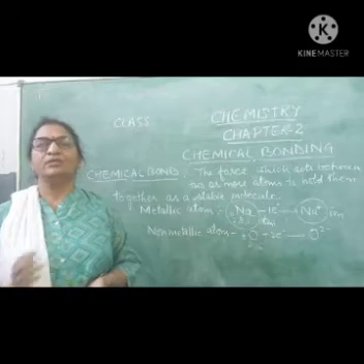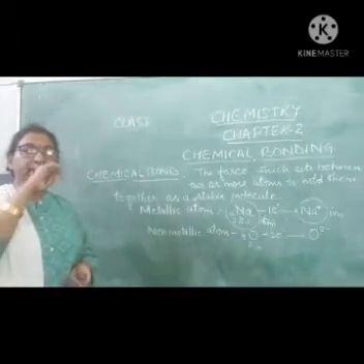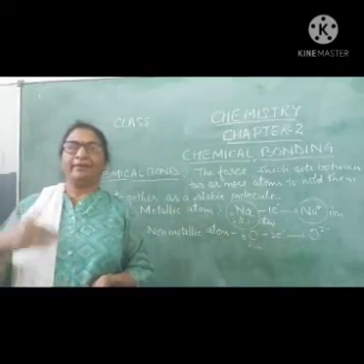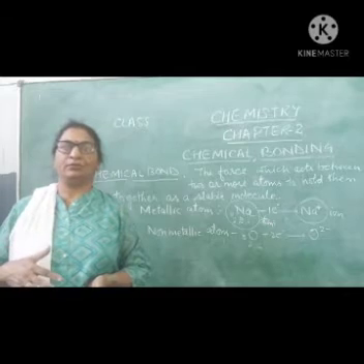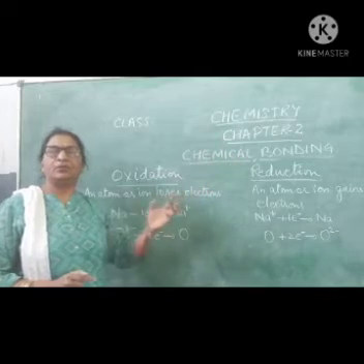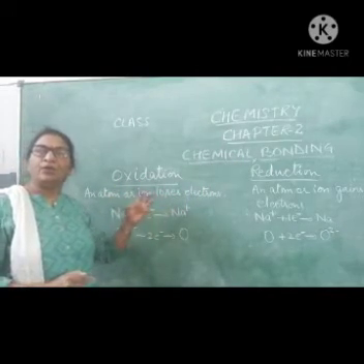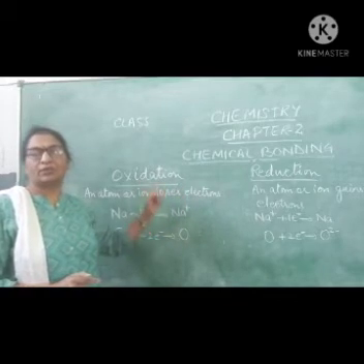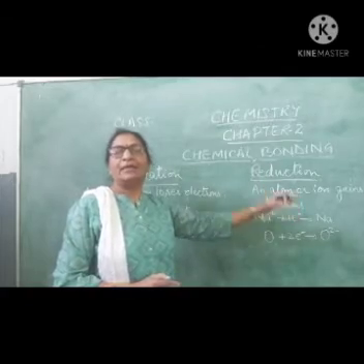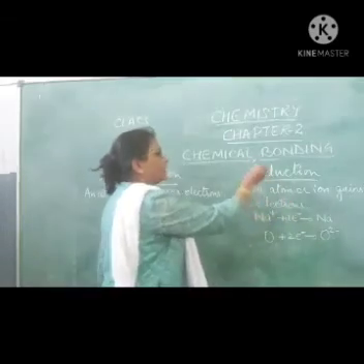Now next, what is the difference between oxidation and reduction? Oxidation is loss of electrons, and reduction is gain of electrons. What is oxidation? When an atom or ion loses electrons, it is called oxidation. And when an atom or ion gains electrons, it is called reduction.